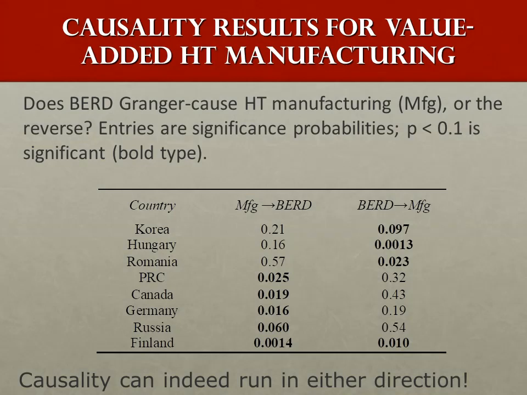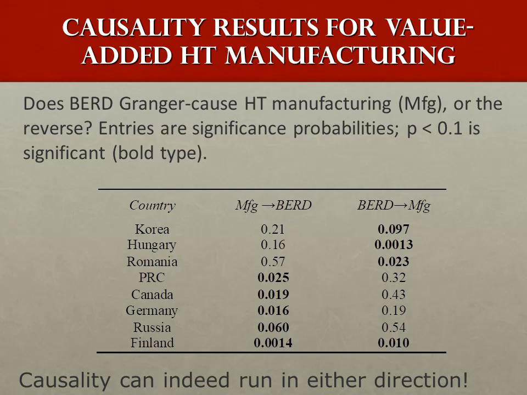And these are the positive results that we got. Of the 43 countries, these were the ones where we got some significant results. The others were not significant. There's a fair number of them here. And we've shown the direction of causality in two directions. The first column is if manufacturing causes BIRD, and the second column is if BIRD causes manufacturing.